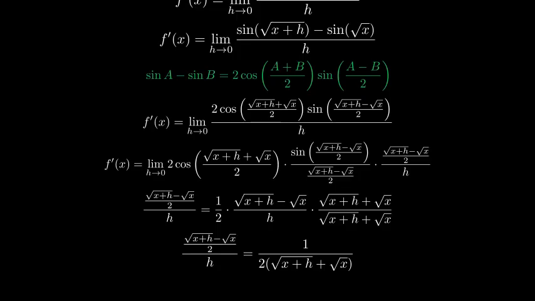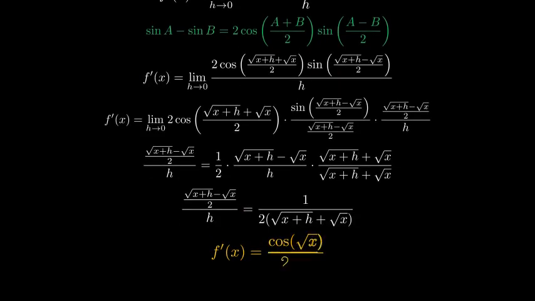Now we can take the limit. As h goes to 0, the cosine term becomes cosine of square root of x, and the denominator becomes 2 square root of x. So the derivative is cosine of square root of x over 2 square root of x.